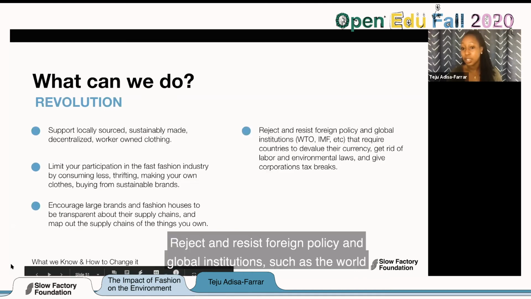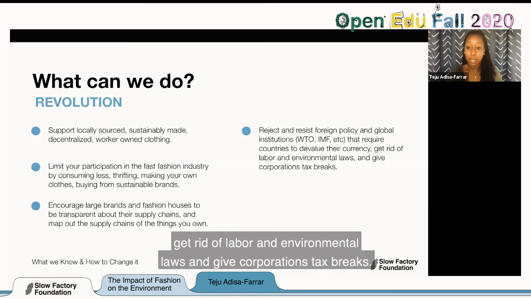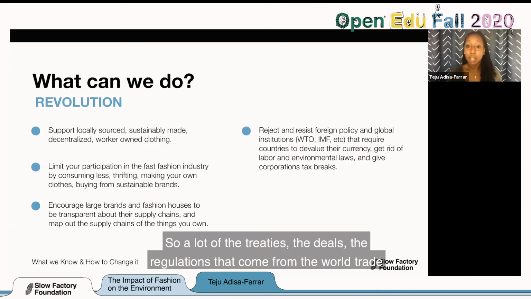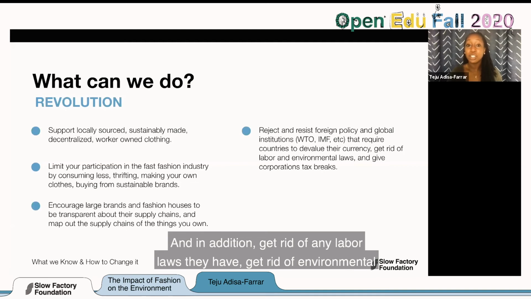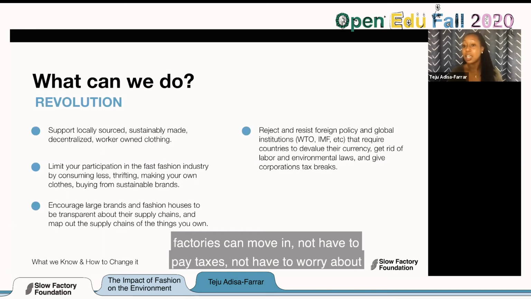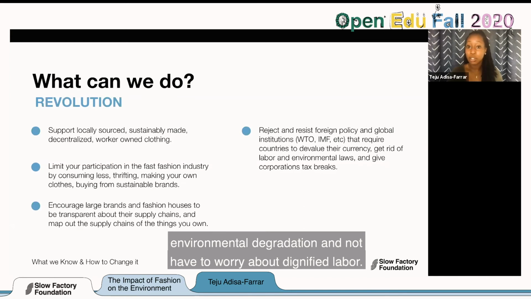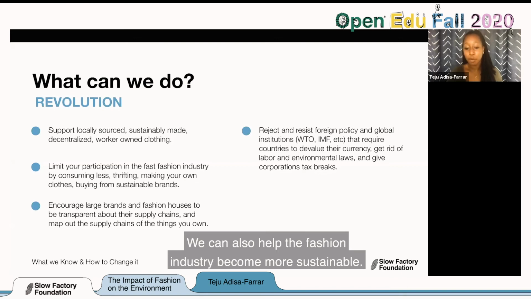Reject and resist foreign policy and global institutions such as the World Trade Organization, IMF, that require countries to devalue their currency, get rid of labor and environmental laws, and give corporations tax breaks. So a lot of the treaties, the deals, the regulations that come from the World Trade Organization, IMF, things like NAFTA requires that these countries that we call third world make their currency more devalued so that labor can be cheaper. And in addition, get rid of any labor laws they have, get rid of environmental regulation, and get rid of taxing corporations so that corporations and factories can move in, not have to pay taxes, not have to worry about environmental degradation, and not have to worry about dignified labor. So by rejecting and resisting these sort of foreign policies and global trade things that our country tries to push on us, we can also help the fashion industry become more sustainable.